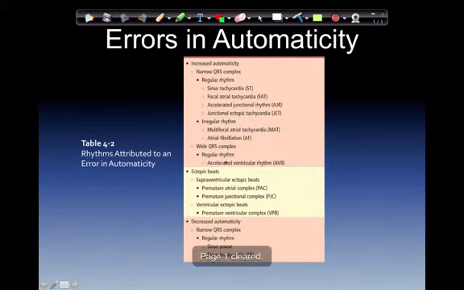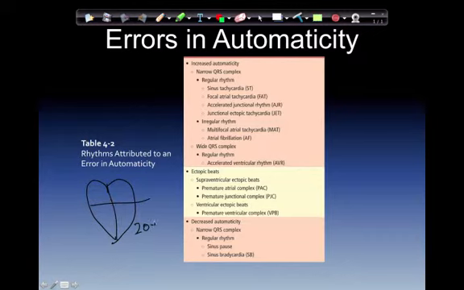Wide QRS complexes, regular rhythm, accelerated ventricular rhythm. The normal intrinsic rate of the ventricles is 20 to 40. So if you had a wide complex QRS that was greater than 0.12, it's suggested at that point that it's ventricular in origin. And if the actual beats were greater than 40 beats per minute, let's say that they were 66, then that would be an accelerated ventricular rhythm.